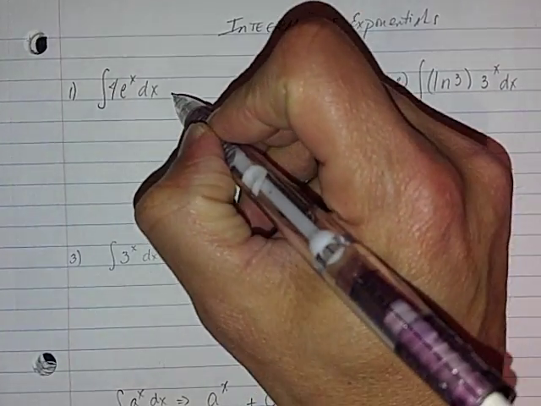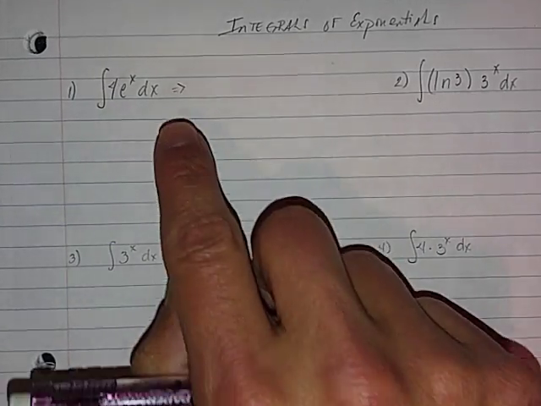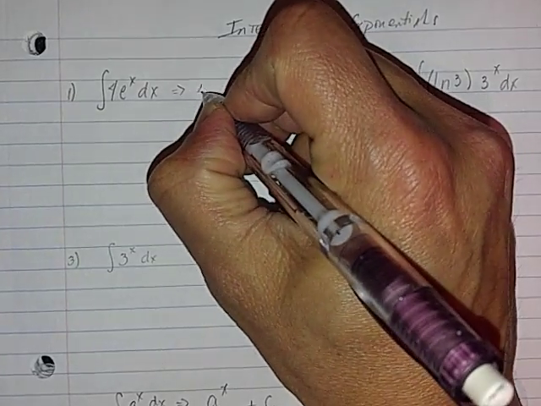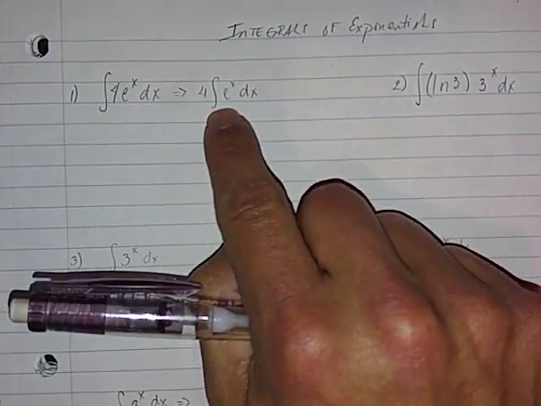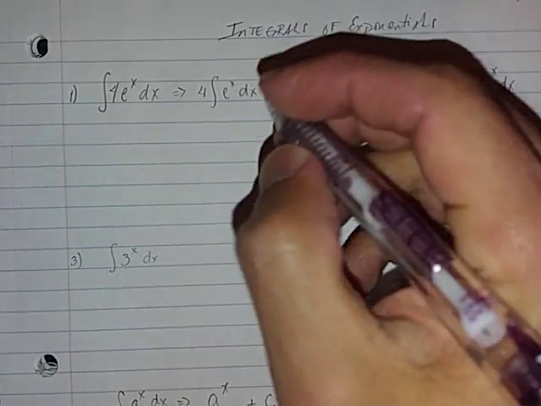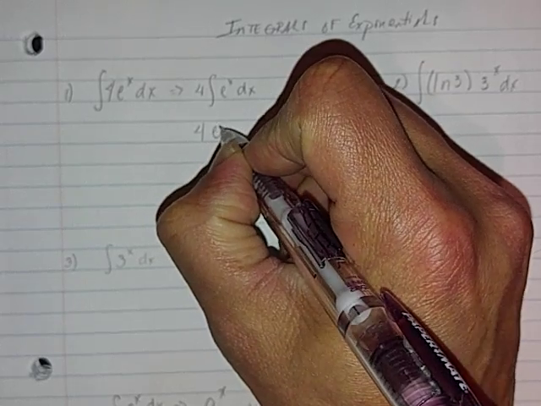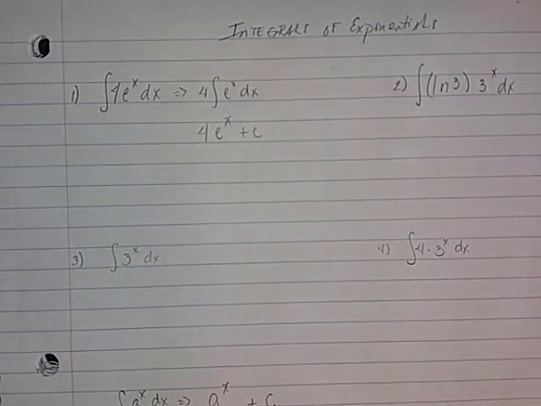So here, we'll do the first one. It's kind of easy. The 4, we can take outside. The integral of e to the x dx. Well, you probably already know the integral of e to the x is itself, e to the x. So the answer is going to be 4e to the x plus c.